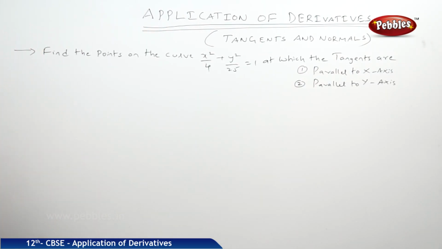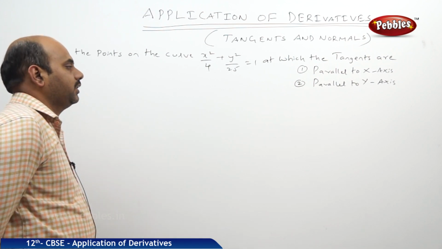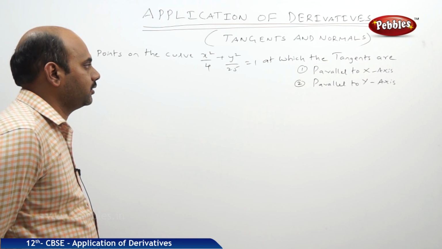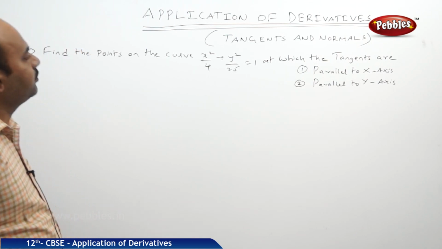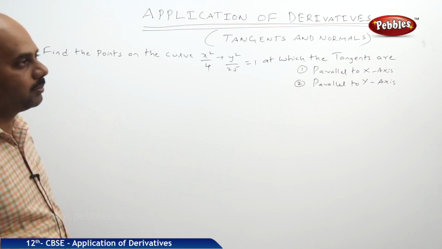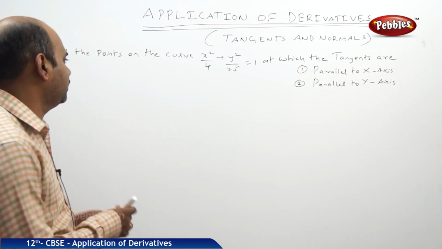Right, now we shall be seeing a very short answer question, which is very important. Find the points on the curve x square by 4 plus y square by 25 equal to 1 at which tangents are parallel to x-axis and tangents are parallel to y-axis. If you observe carefully, the curve is generally representing an ellipse.